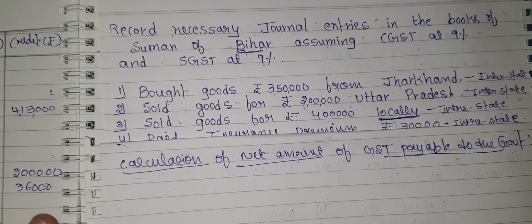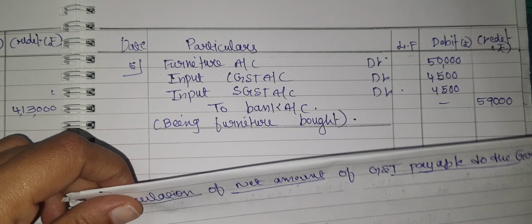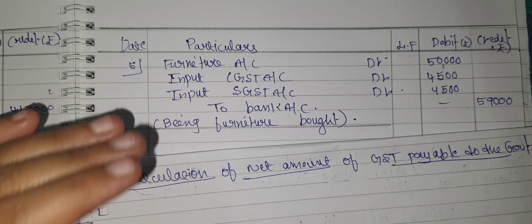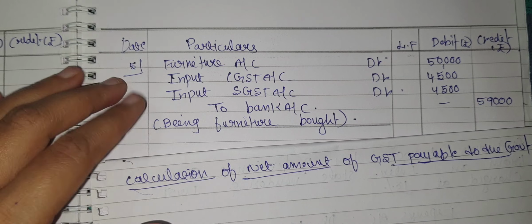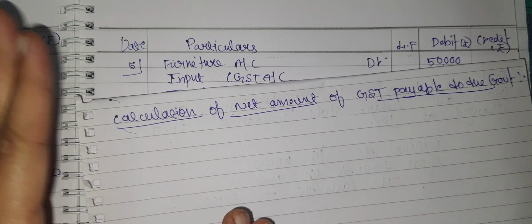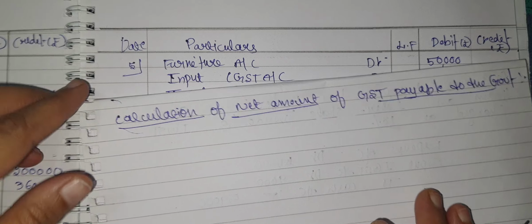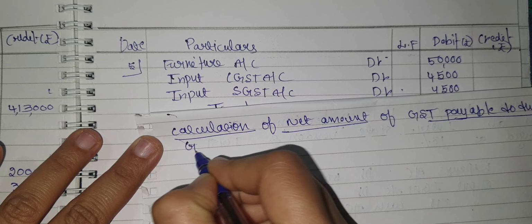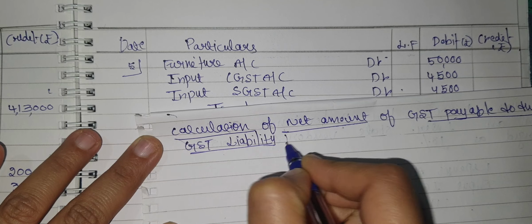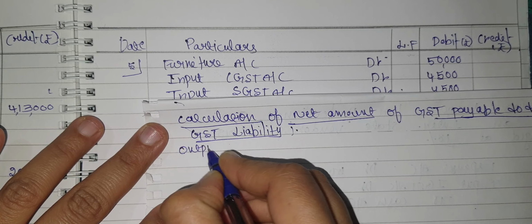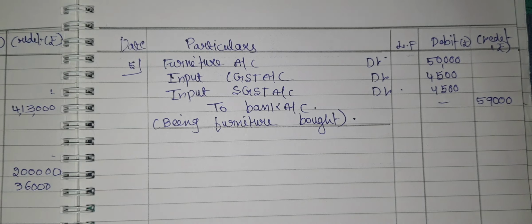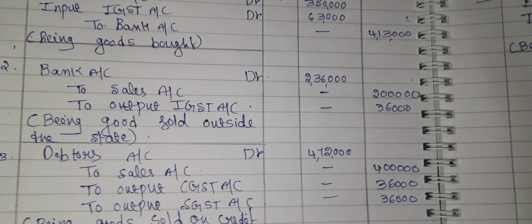First, what we need to find out? First, we have to find out the total GST liability. Total GST liability means we have to find out the total output IGST, output CGST and output SGST. So here, GST liability, output IGST equals to, see, output IGST.